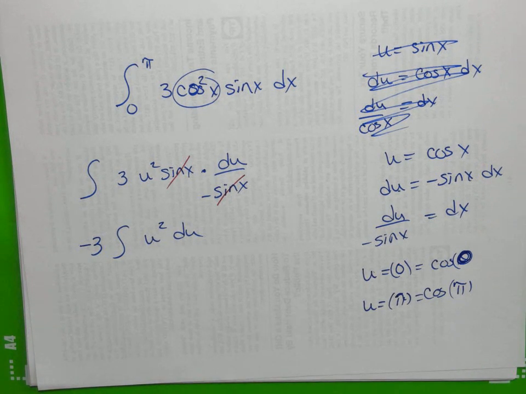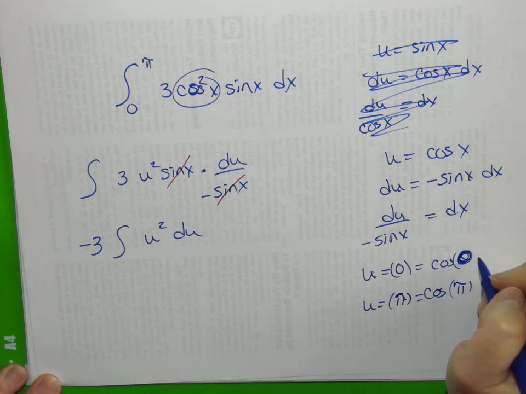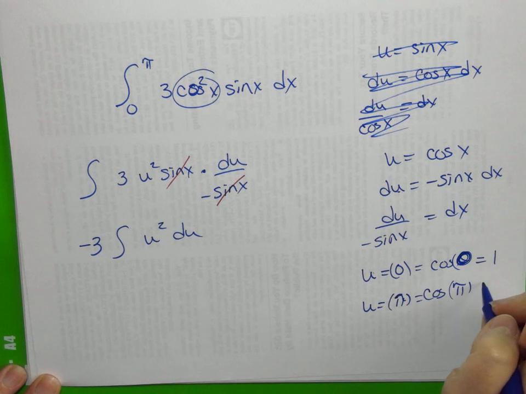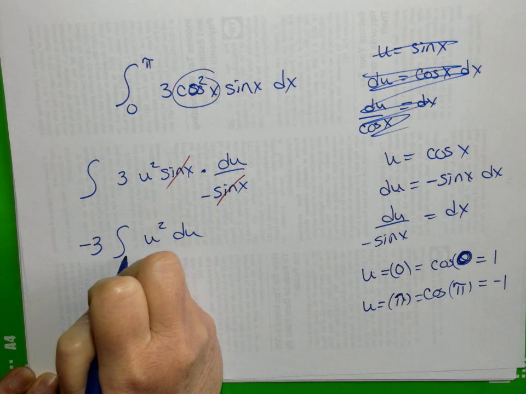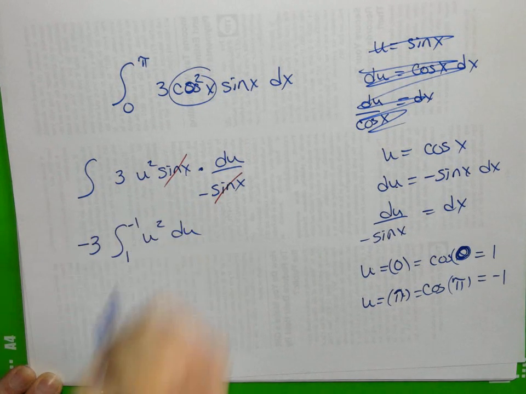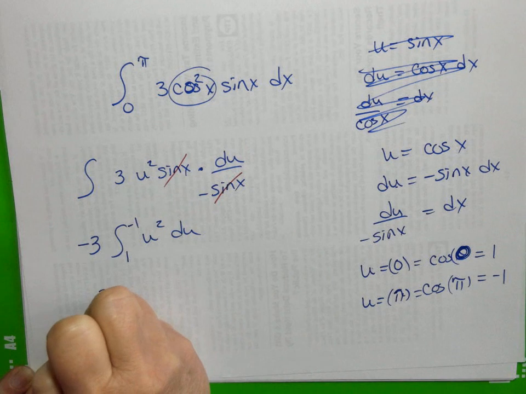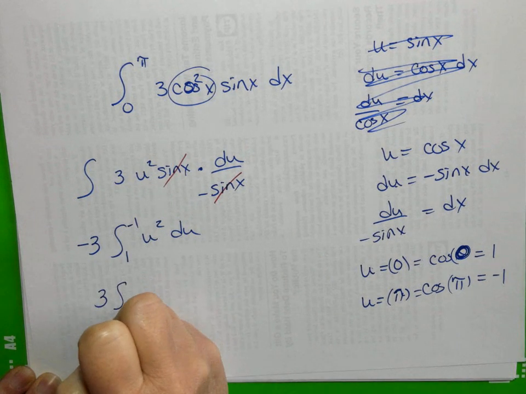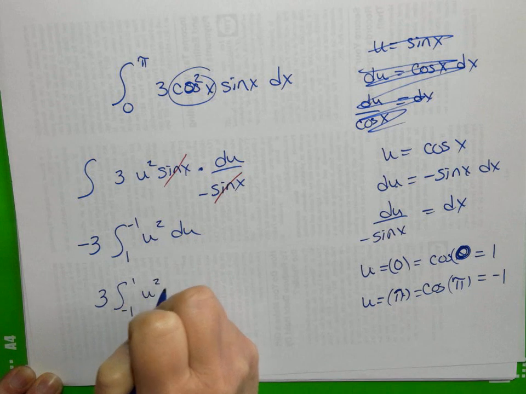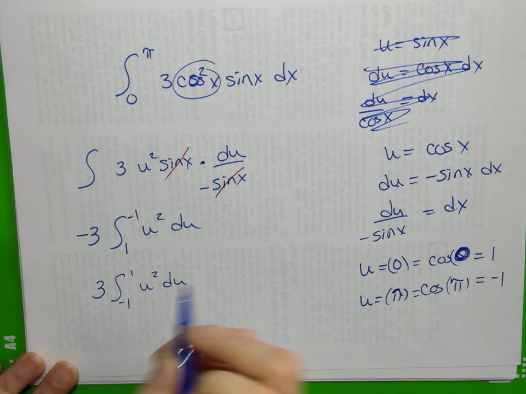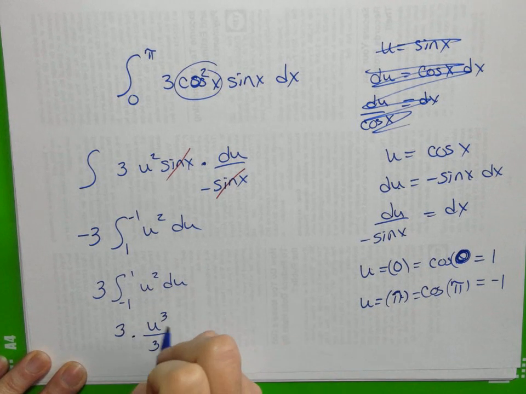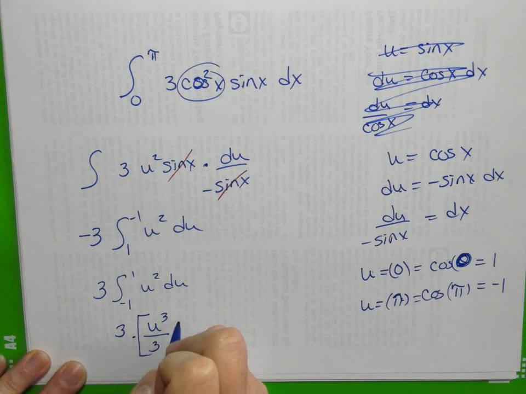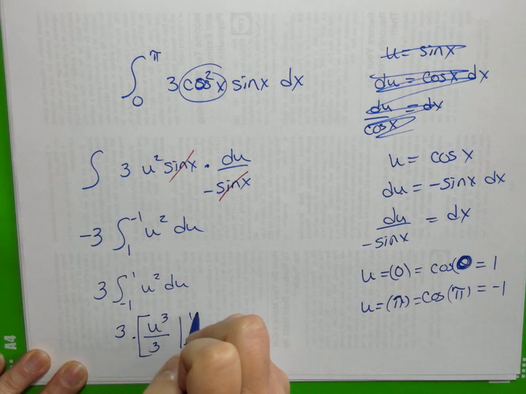Well, let's think about that for just a second here. The cosine of 0 is 1. The cosine of pi is negative 1. My 0 is on the bottom, so I would have 1 to negative 1. If I want to flip those, that turns this into a 3 times the integral from negative 1 to 1 of u squared du. I take the antiderivative, it's u cubed over 3 times this 3 in the front, evaluated from negative 1 to positive 1.